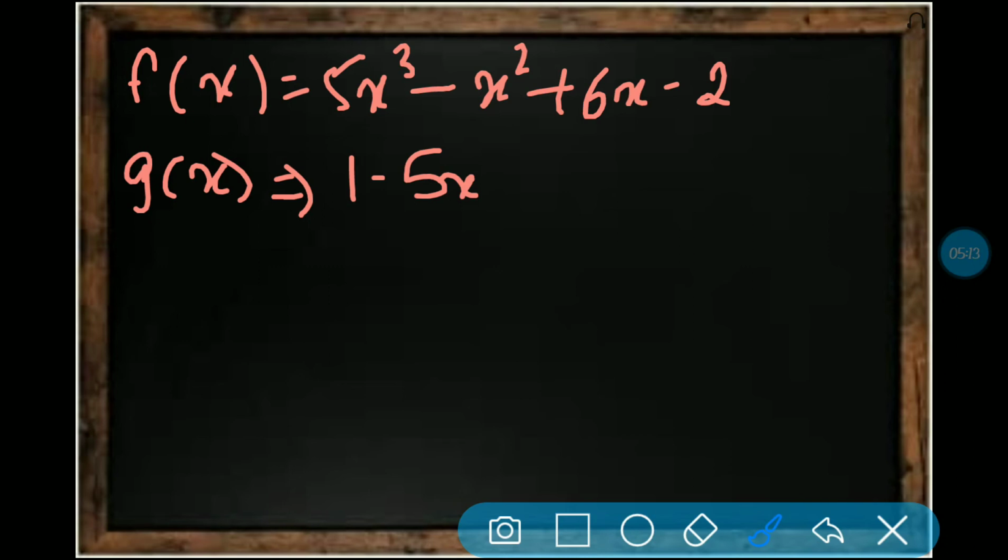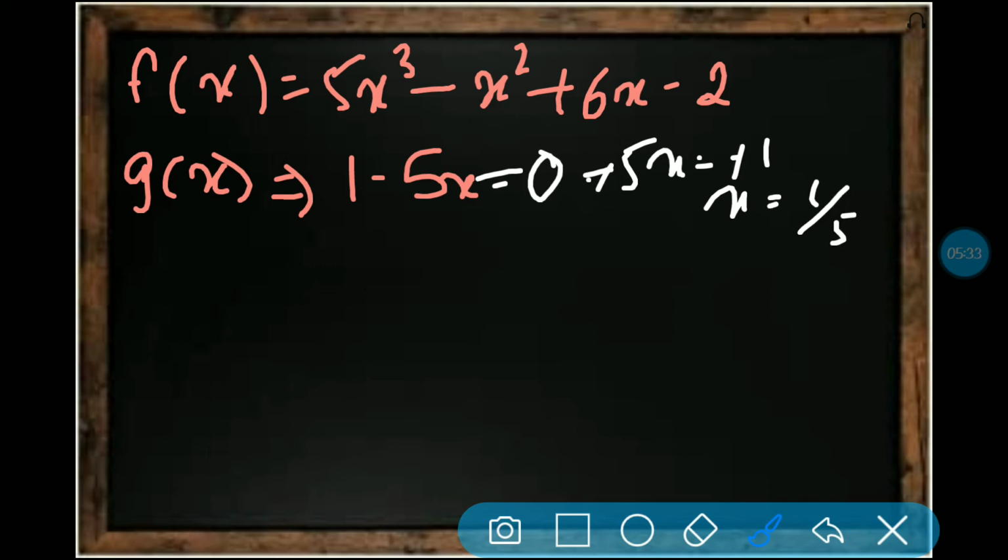So this is the given data. g of x is 1 minus 5x. So we have to equate it to 0, right? Every time, yes. So 1 goes to RHS and becomes minus 1. So minus 5x is equal to minus 1, and x is equal to, this minus will get cancelled, x is equal to 1 by 5.